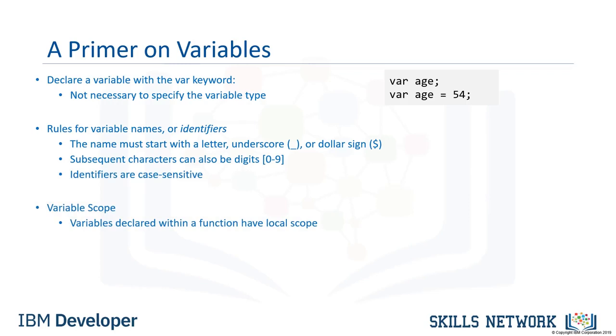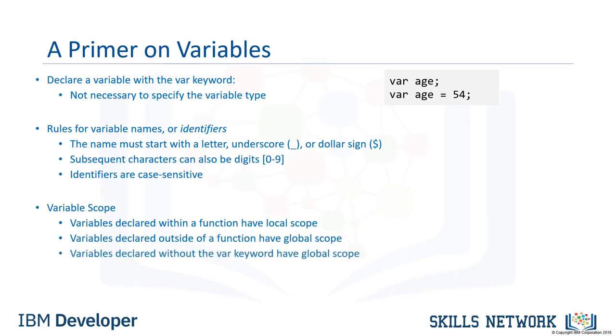Variables also have scope. Variables declared within a function have a scope local to that function. Variables declared outside of a function have a global scope. Variables with a global scope can be used elsewhere in the JavaScript program. Variables declared without the var keyword have a global scope. Variables that are not initialized have a value of undefined. You'll learn about functions shortly.